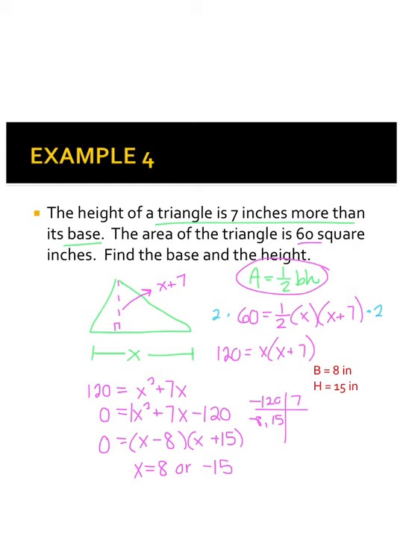Because x is the side of a triangle, it's the base of it, for sure it cannot be negative 15. I can't have a side that's negative. So my answer is the base is 8 inches, because it's x. The height then is going to be 8 plus 7, 15 inches.